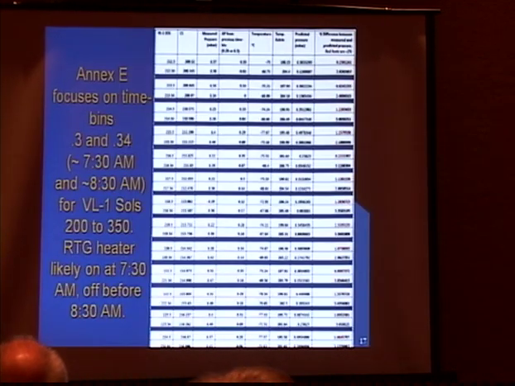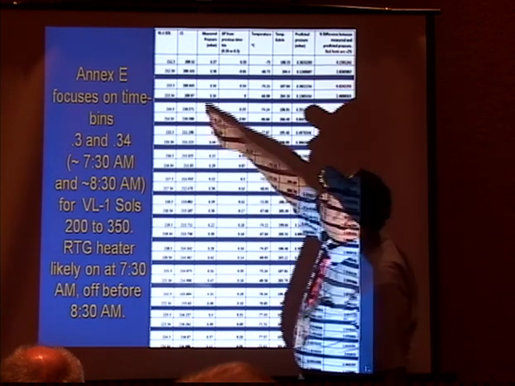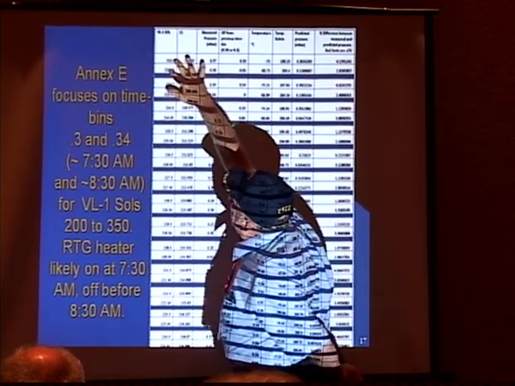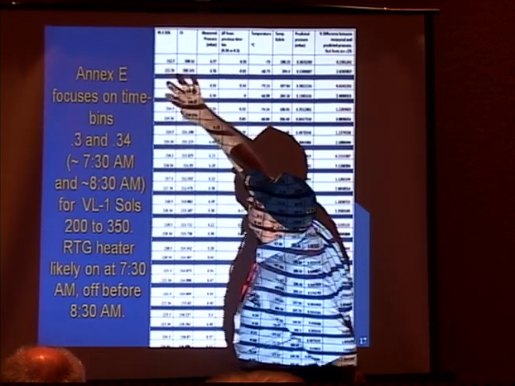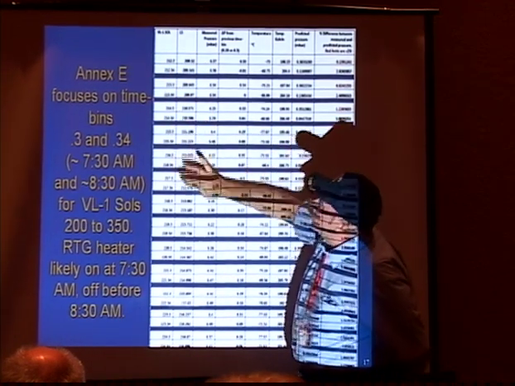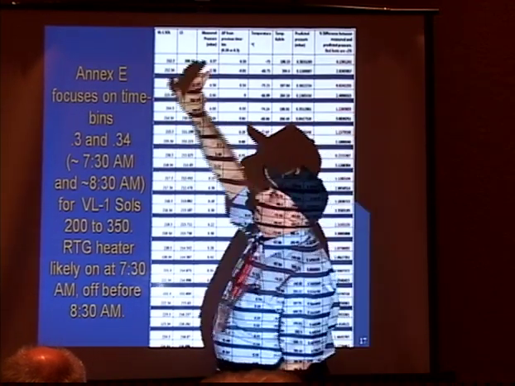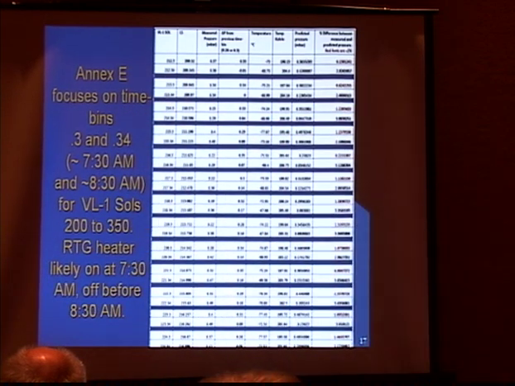Go next. Annex E focuses again on those two time limits, the 0.3 and 0.34, the 7:30 and 8:30 time limits for Viking 1 between sols 200 and 350. And in each case, what I did was only put one day here, sol 212, here's 213, 214, 215, 216, and so forth. The first one of these lines, in each case, is going to be the 7:30 time limit, the 0.3 time limit. The second one is the 0.34 time limit, which is 8:30.